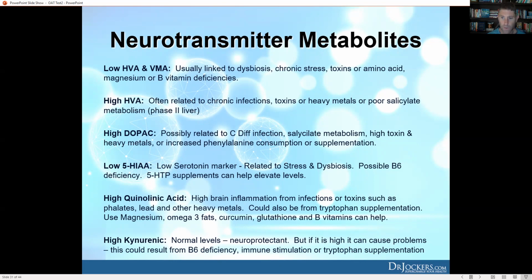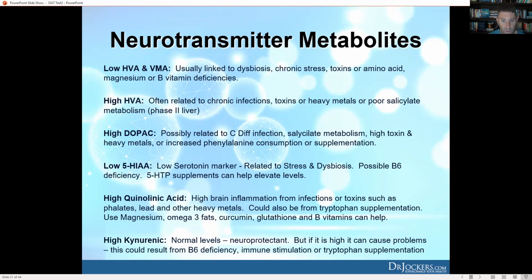It's better to supplement with 5-HTP because that's already gone through one conversion step and is not going to turn into quinolinic acid. So if you see high quinolinic acid, magnesium again, omega-3 fats can be helpful here, curcumin, glutathione, so like liposomal glutathione or acetylated or NAC, and also different B vitamins like B6 can be really helpful here.